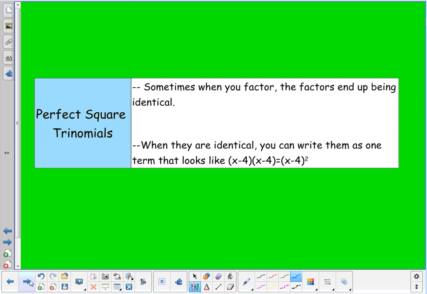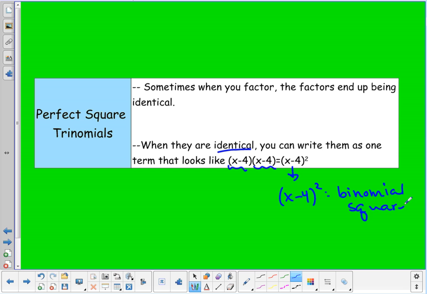Now we also have something that's called a perfect square trinomial. So it's a trinomial that has perfect square factors in the front and the back. So what happens here when we factor this is we end up with two factored terms that are the same. They're going to be identical. I'd get an x minus 4 and an x minus 4, for example. That just means I can write it as a binomial squared. This is called a binomial squared.